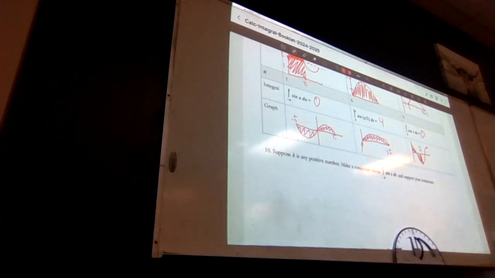Okay? Yes? So that's called an odd function, right? So do you have to like write odd in the explanation? You don't have to write an odd function, no. You could use that.